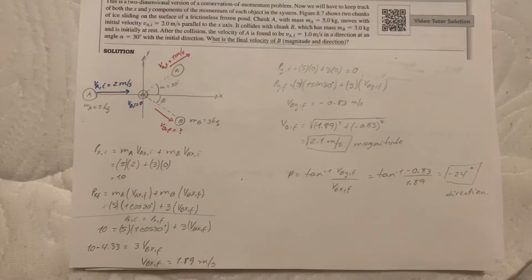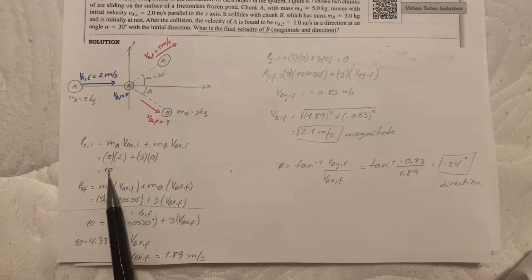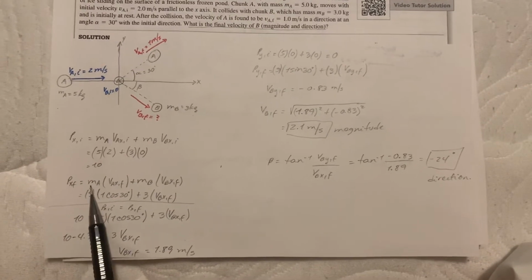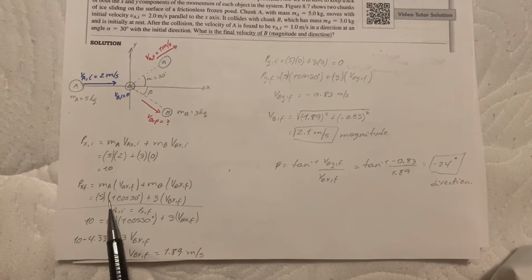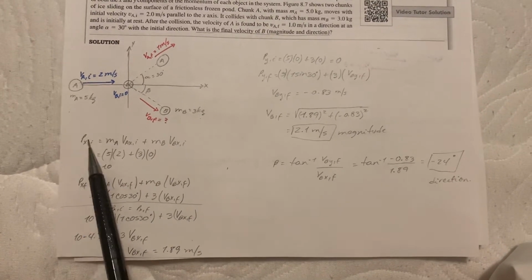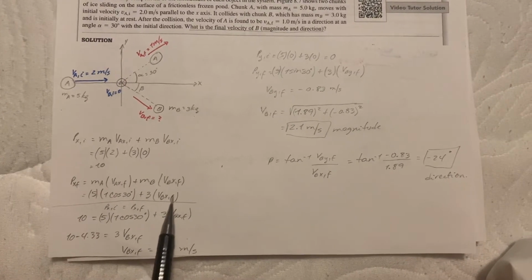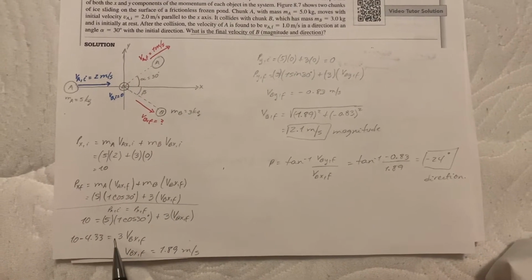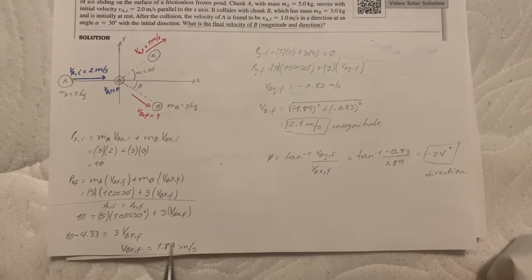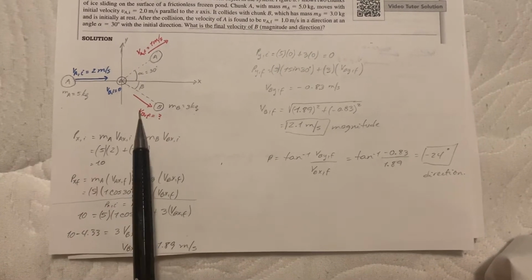The initial momentum in the x direction is going to be equal to 10, and the final momentum in the x direction is going to be equal to this equation here. We're going to equate these two to find the final velocity of chunk B in the x direction, which is going to be equal to 1.89 meters per second. That's the final velocity in the x direction of chunk B.